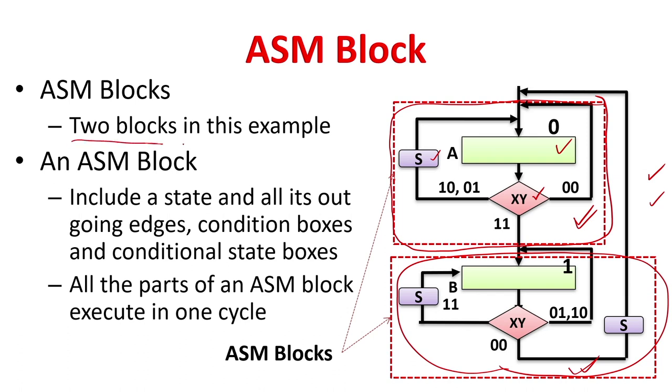In this particular example, we have two blocks. These two are shown here as ASM blocks. This is one block and this is another block. The state box and all its outgoing edges, particularly this outgoing edge, this one and this one, all outgoing edges, the condition box and the conditional state box. All three things, the state box, the condition boxes, all outgoing edges of the condition box and the conditional state boxes, execute in one cycle, and this constitutes what we call an ASM block. An ASM block includes a state and all its outgoing edges, condition boxes and conditional state boxes.